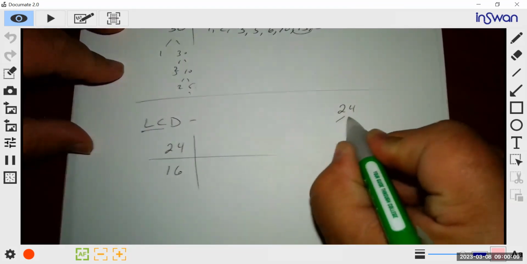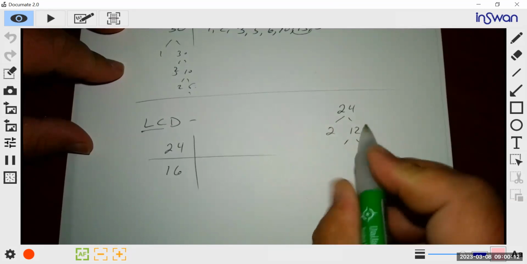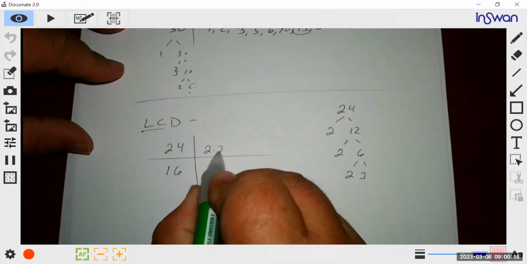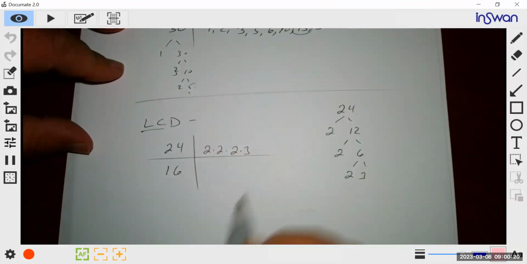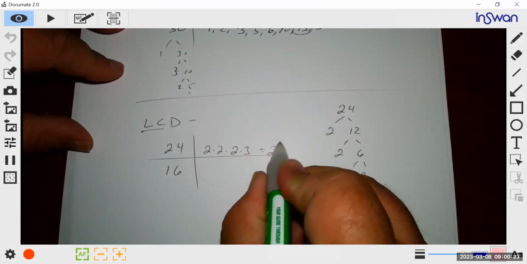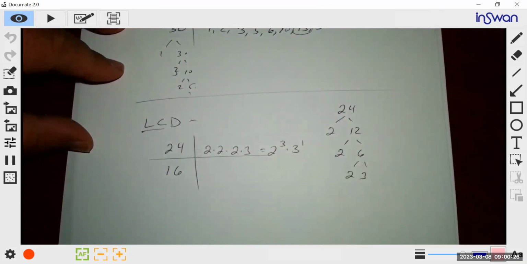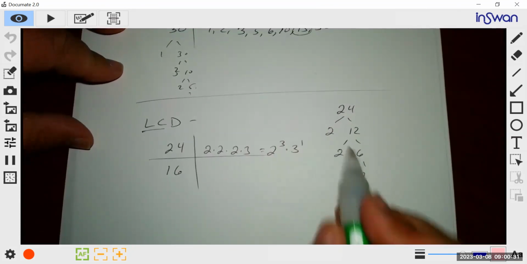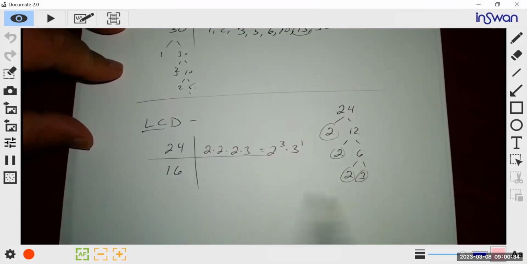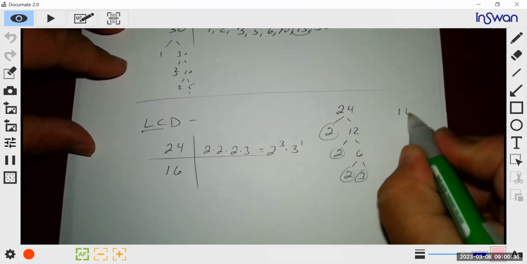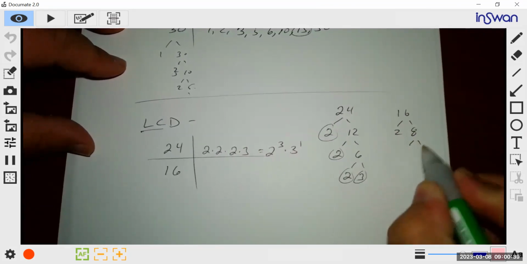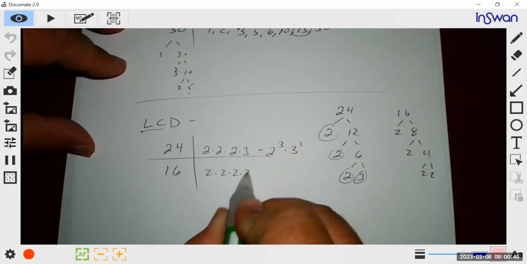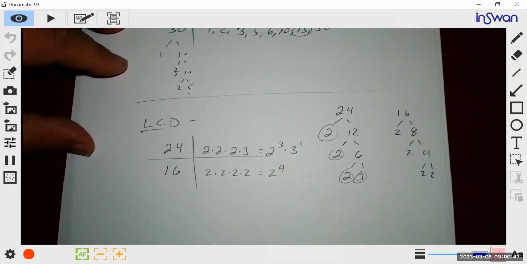24 is made up of what? 2 times 12, 2 times 6, 2 times 3. So it's 2 times 2 times 2 times 3, which is 2 to the third times 3 to the first. I prime factorized it. And 16 is 2 times 2 times 2 times 2, which is 2 to the fourth.